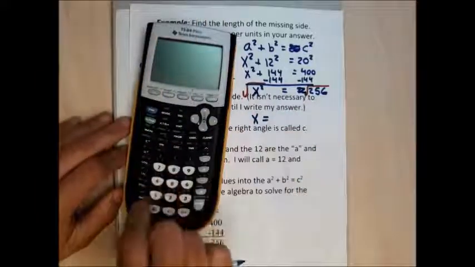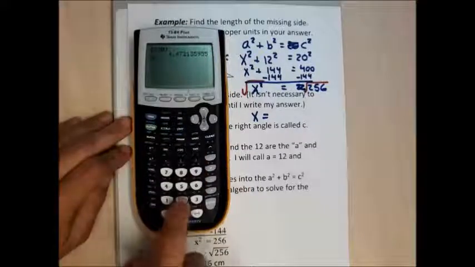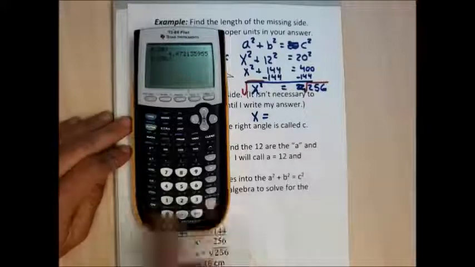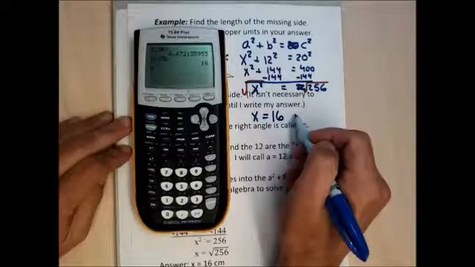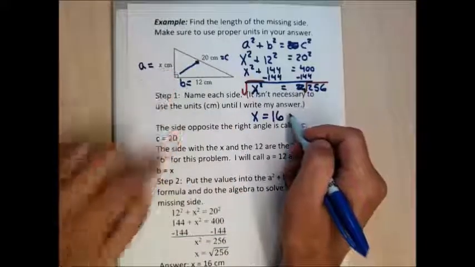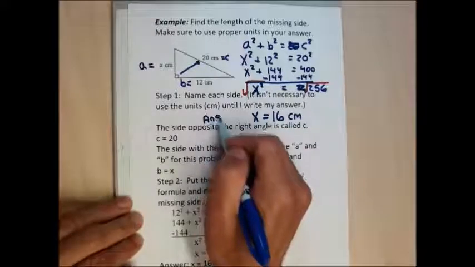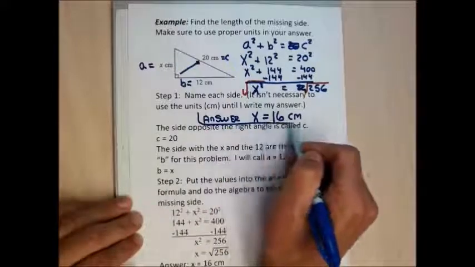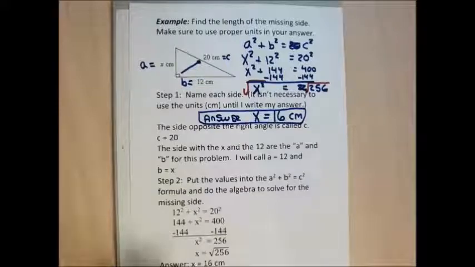Again, on this calculator, I would go second and then hit the x squared key. And then I type the number 256. I don't really have to close the parentheses. And the square root of 256 is 16. And I need units in my answer because the lengths of this triangle are in centimeters. I'm going to attach centimeters to my answer. So the answer to finding the length of the missing side, because it's labeled as x in this problem, I'm going to say x equals 16 centimeters.